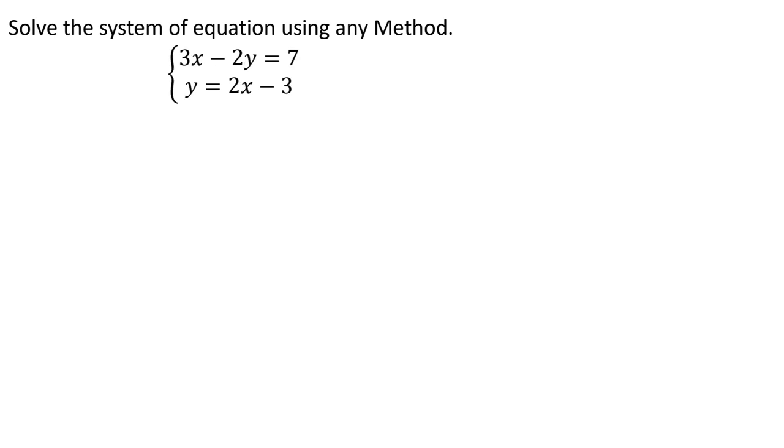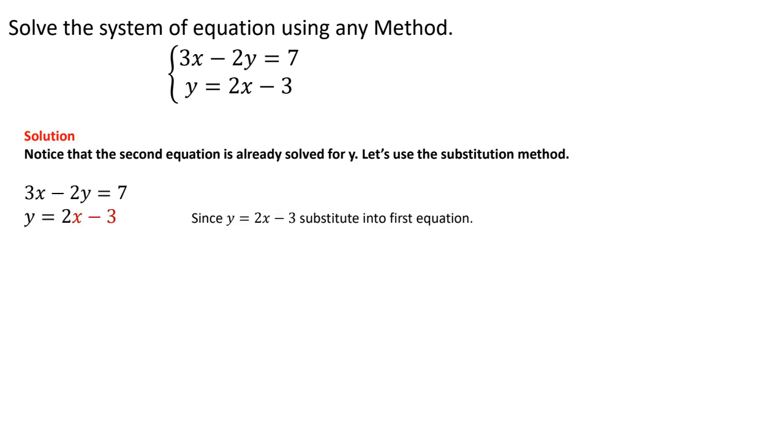All right, let's look at this one again. And if you see this one, they did half of the work for us already. The second equation, they solved for y. So let's go ahead and use the substitution method again. All right, so once we have our equation, 3x minus 2y, I always have to choose the other one. So 3x minus 2y is equal to 7. Everywhere I see y, I'm going to plug in this 2x minus 3.